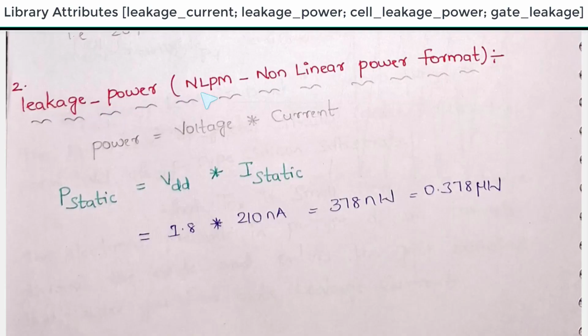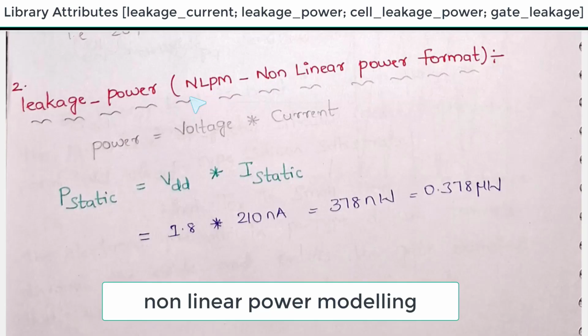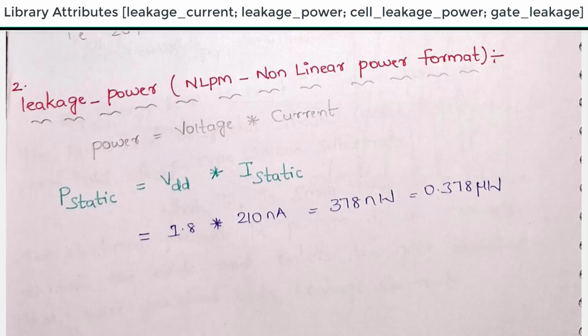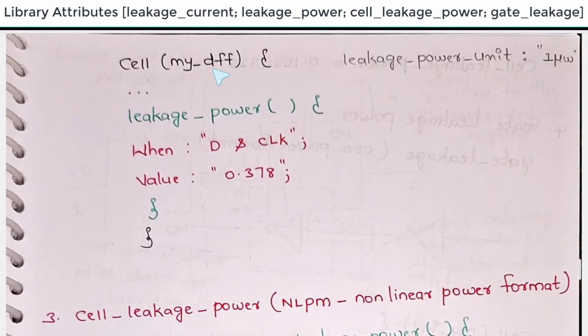Remember this point: leakage power falls under NLPM, whereas leakage current comes under CCS. NLPM means non-linear power format, whereas CCS means composite current source. See the example here for a cell of D flip-flop. Here is the leakage power for the when condition D equal to 1 and clock. Here we are getting the value as 0.378. The leakage power unit is in microwatt.